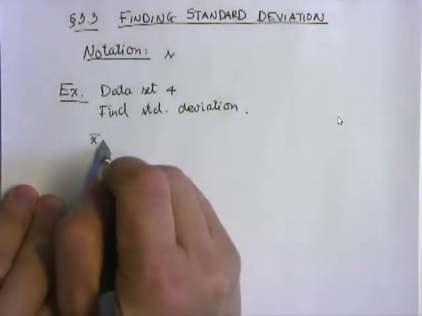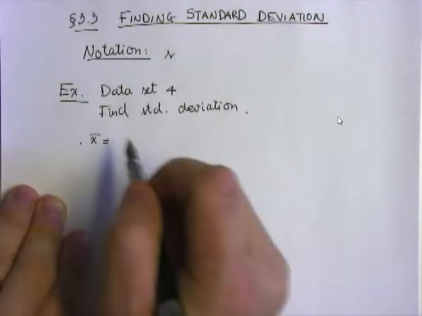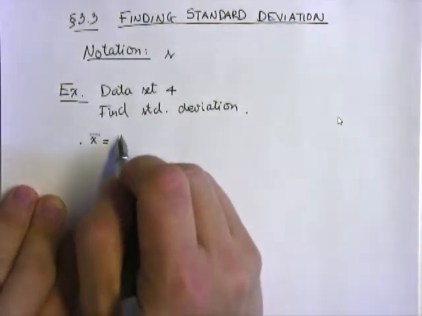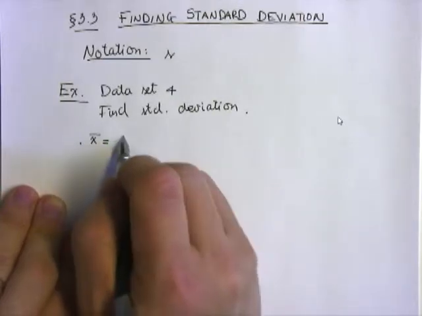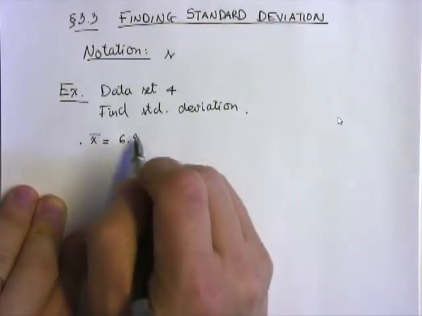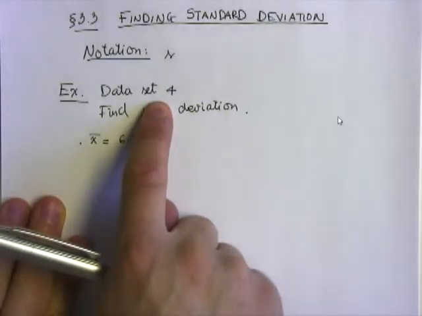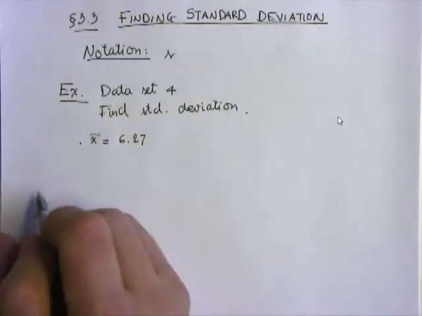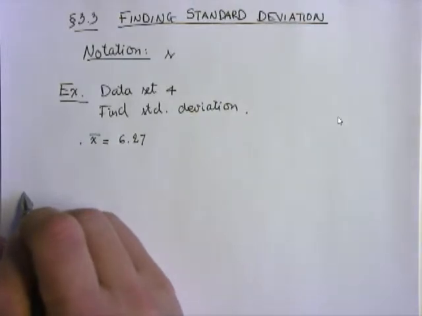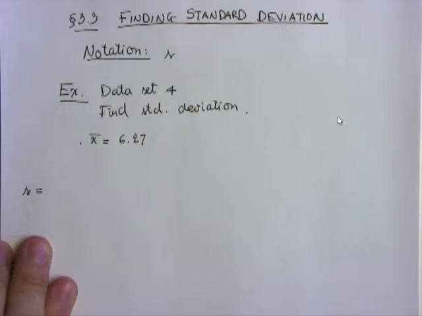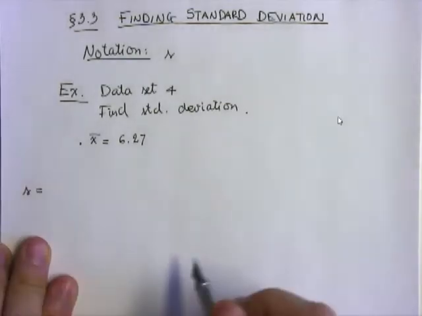So the mean value for this data set 4, rounding to 2 decimal places, is going to be 6.27. And so that is the mean value for data set 4. To find the standard deviation, here's what we do. Make sure you watch my order of operations carefully, because that's how we set up the problem before we can actually finish finding the final numerical value for standard deviation.